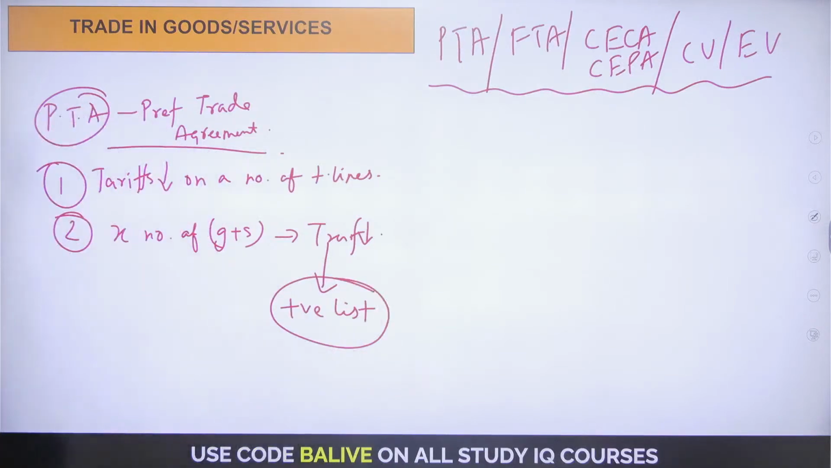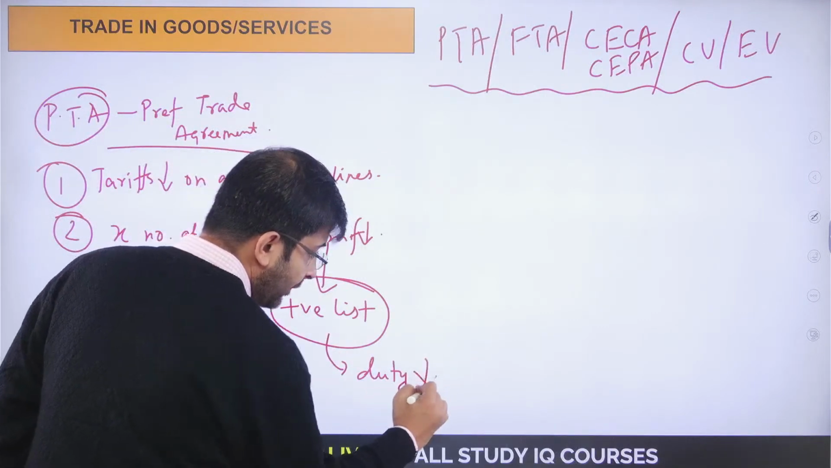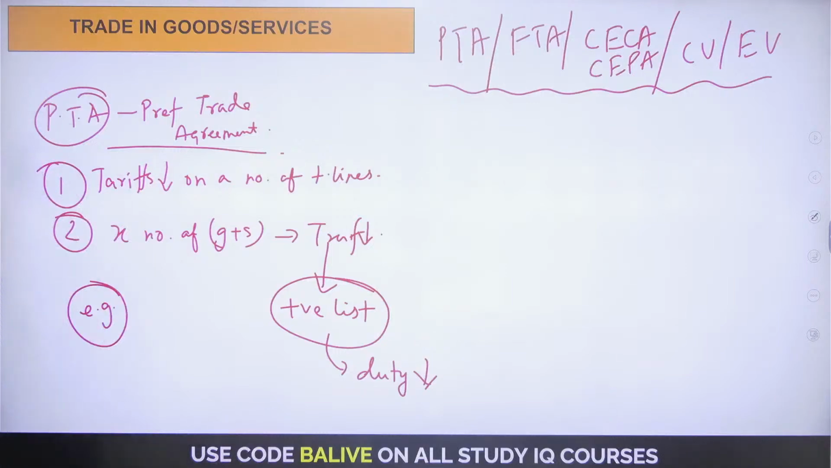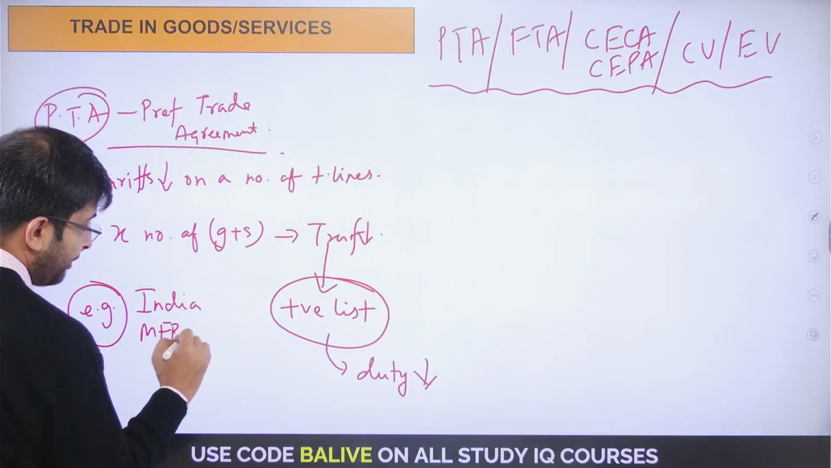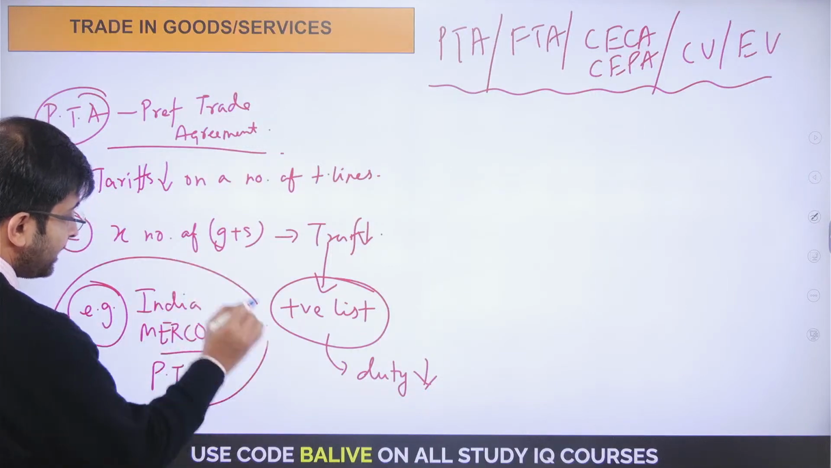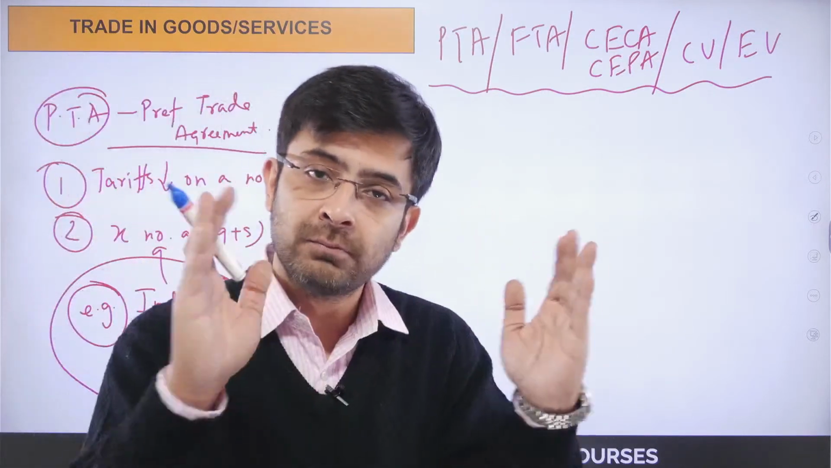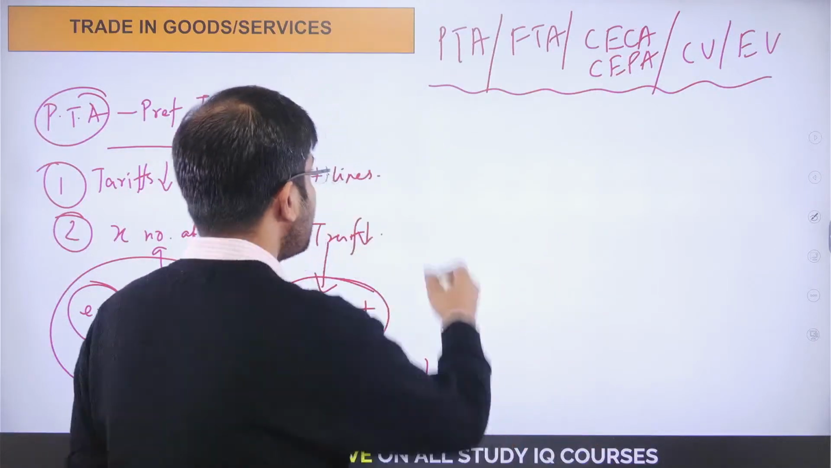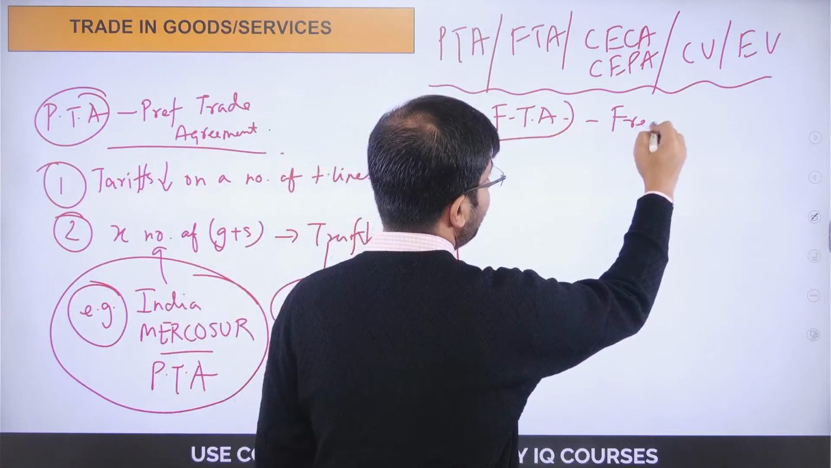This is the biggest importance here. You have a positive list in a preferential trade agreement. This is the list in which you have essentially reduced duty. The best example to understand this for a preferential trade agreement is the India Mercosur PTA, very, very important. Can you very quickly tell me which place I am referring to if I say Mercosur? The India Mercosur PTA is the best example of a preferential trade agreement that has a positive list, a list on which you have reduced duties. That is it. Simple. Now what is a free trade agreement then? What is the difference? Free trade agreement.